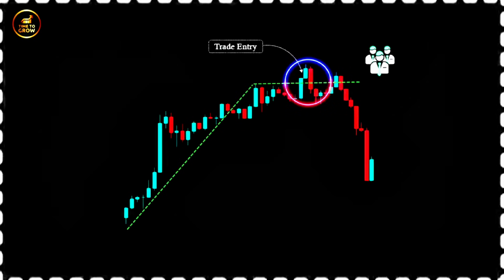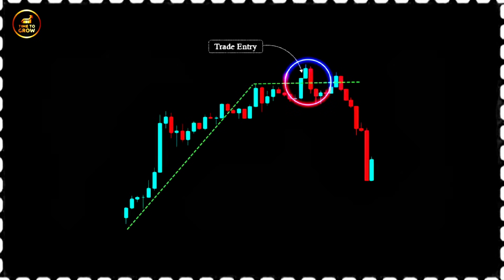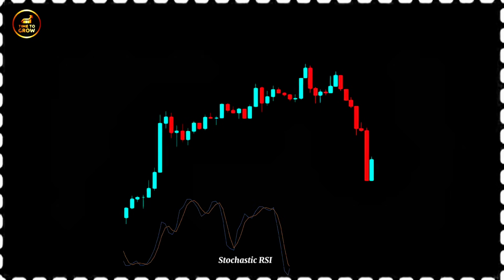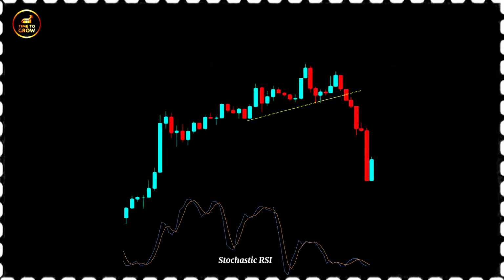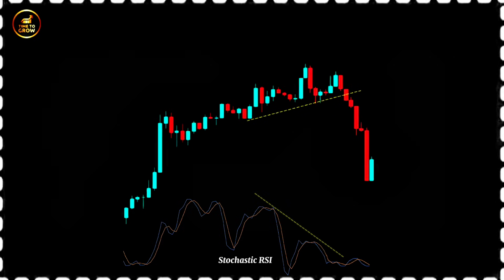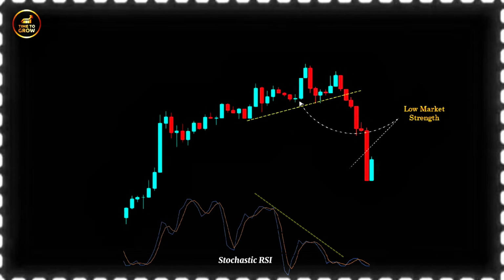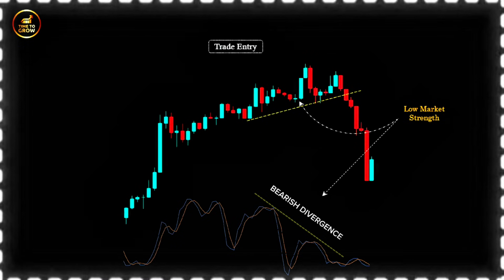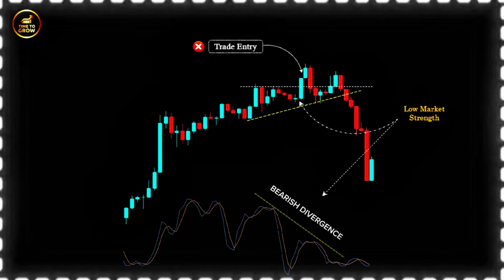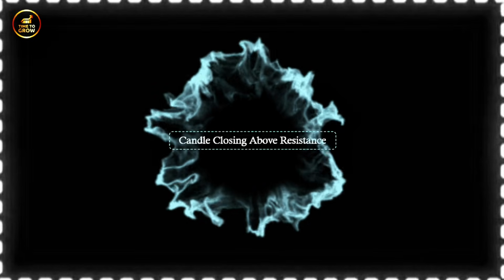on the breakout. To avoid this trap, you need confirmation, and that confirmation comes through RSI or stochastic divergence. At this level, the price is creating a higher high, but the stochastic indicator is forming a lower high at the exact same point. This means market strength is decreasing and bearish divergence is forming. In such situations, you should avoid taking breakout entries because the momentum after breakout is weak and reversal probability is very high.